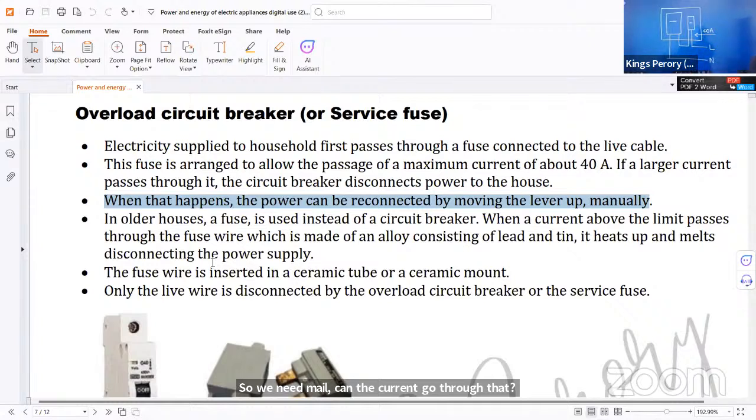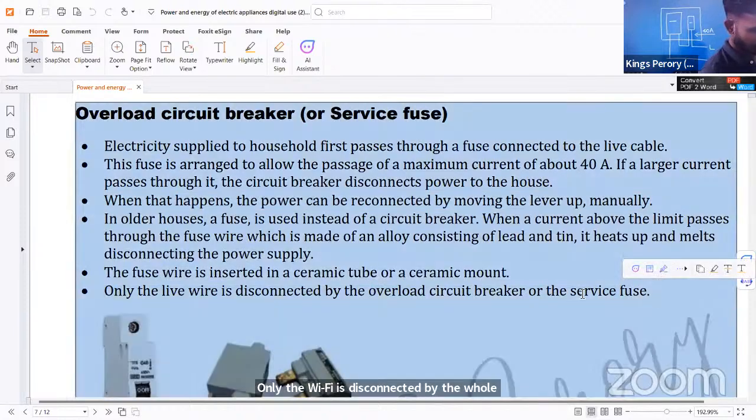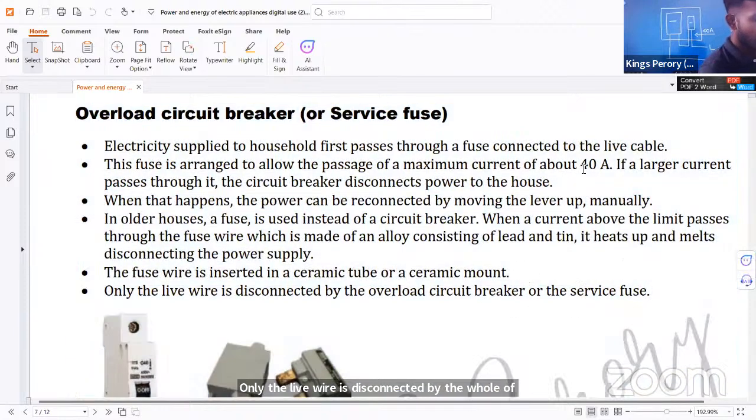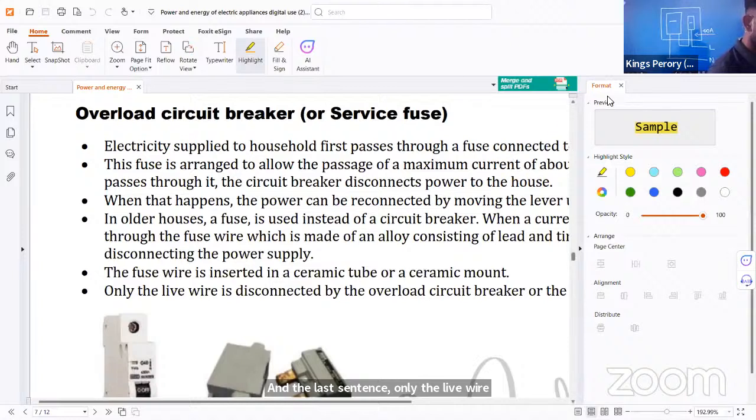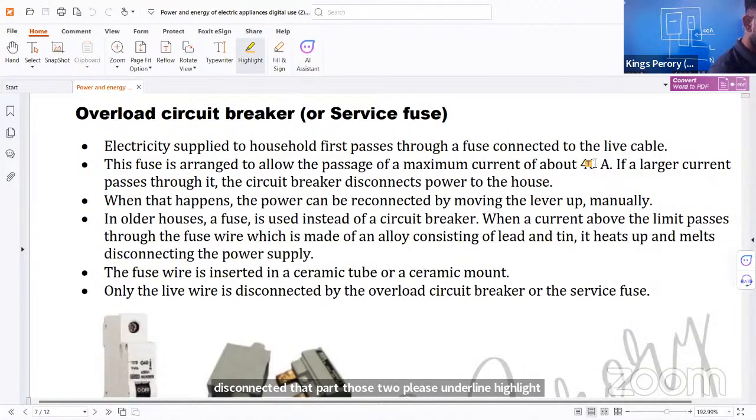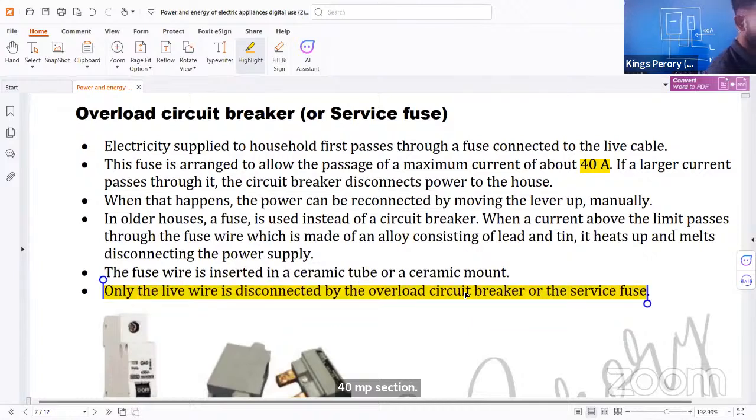Continue reading. The fuse wire is inserted in a ceramic tube or a ceramic mount. Only the live wire is disconnected by the overload circuit breaker or the service fuse. Please underline or highlight this 40 ampere part and the last sentence. Only the live wire is disconnected, that part. Those two, please underline or highlight.